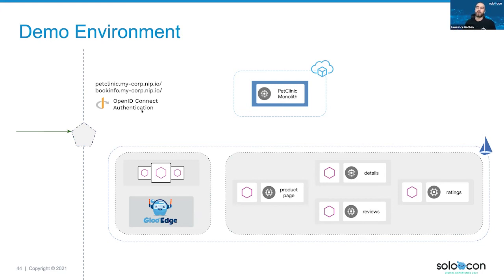And again, since book info is running on Istio, that's not important to Gloo Edge, right? Even though Gloo Edge can integrate with Istio, it still is acting as the gateway. So we're going to be performing our OpenID Connect authentication with Gloo. And it just so happens that Gloo can integrate with Istio. So we're providing OpenID Connect in front of an Istio application. And the same thing applies to Pet Clinic, right? We're going to be doing OIDC with Pet Clinic that's running in some different cloud.